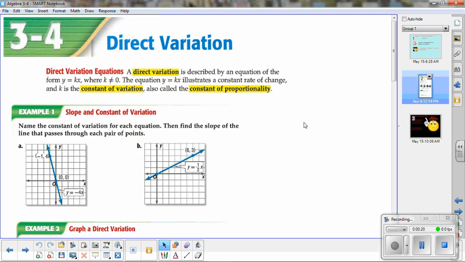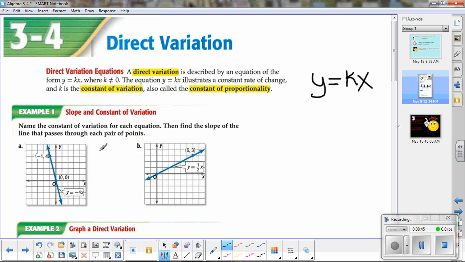The equation y equals kx illustrates a constant rate of change, and k is the constant of variation, also called the constant of proportionality. You'll want to make sure you have in your notes the form y equals kx. All of the equations today are going to look like this, where k is the constant of variation, also known as the constant of proportionality.